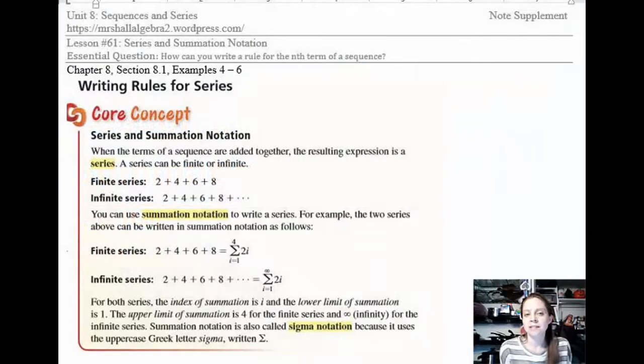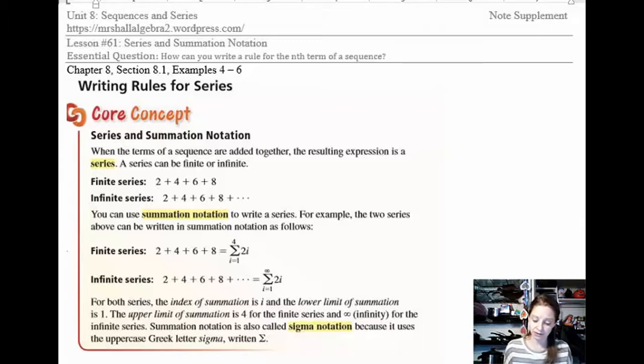Series and Summation Notation. When the terms of a sequence are added together, the resulting expression is a series. A series can be finite or infinite, right? Finite would mean that the series has an ending point, and an infinite series means the series goes on forever. You can use summation notation to write a series. For example, the two series above can be written in summation notation as follows.